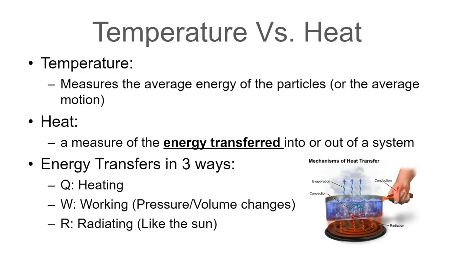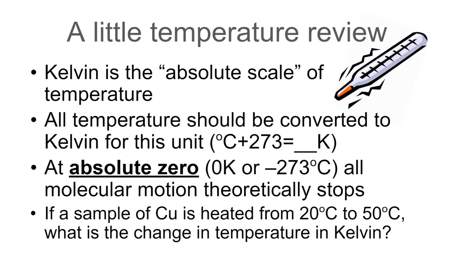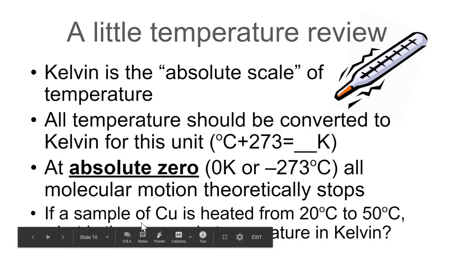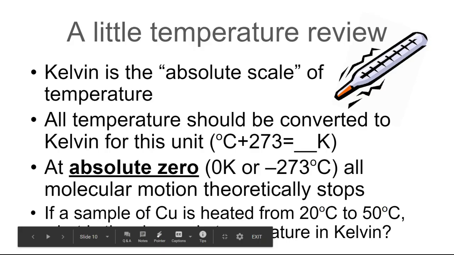So that's going to be your three transfers of energy. We have heating, working, and radiating, which is what you get from the sun. Working is measured in pressure and volume changes. Heating is measured, we'll learn, in mass, a specific quantity, and how much your temperature changes. So temperature, a little bit of a review, we covered this in our last unit, but I want to make sure that I really discuss it, okay?